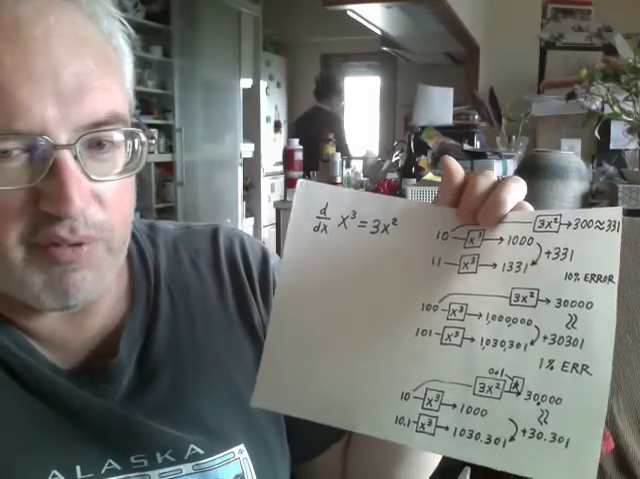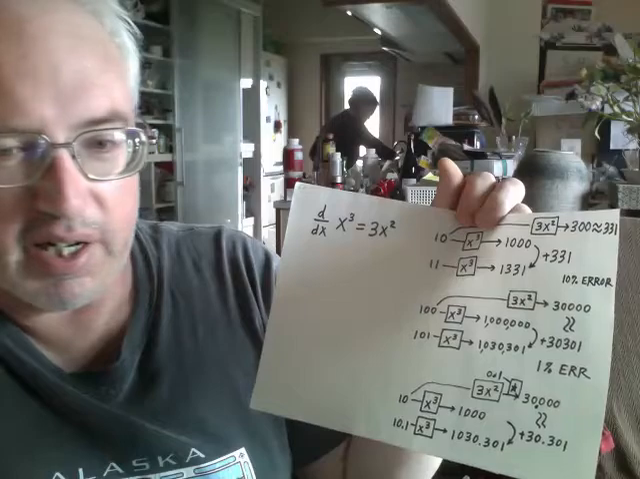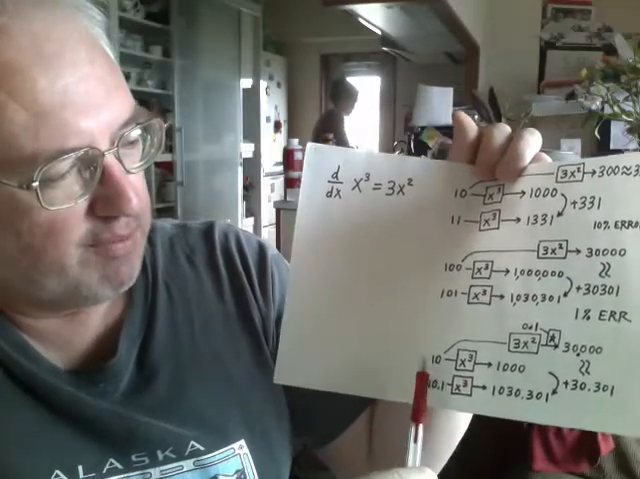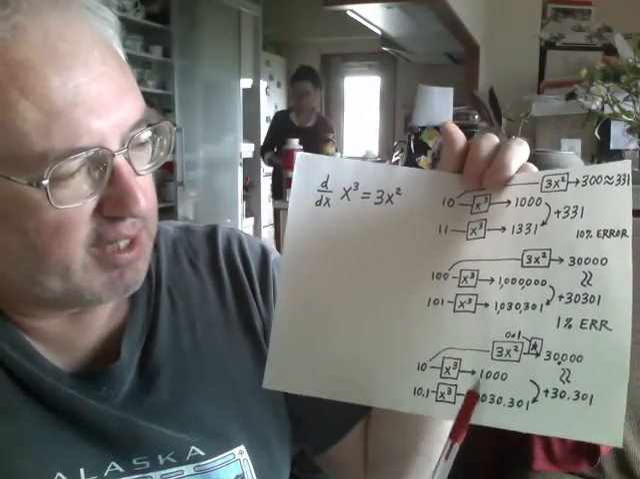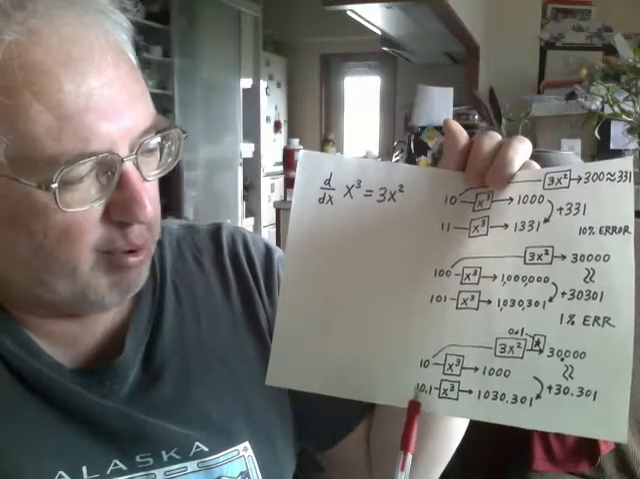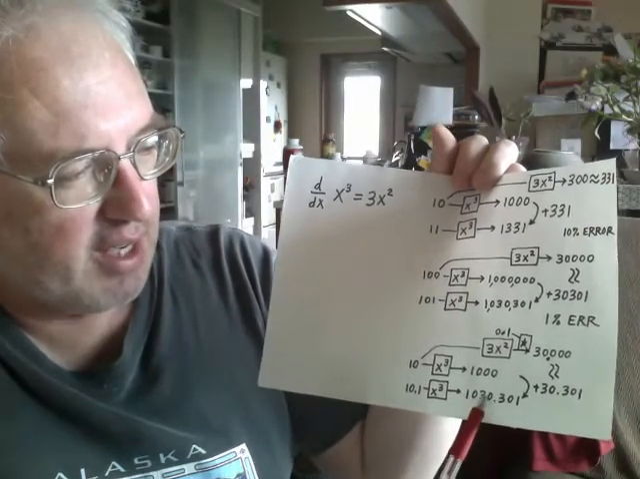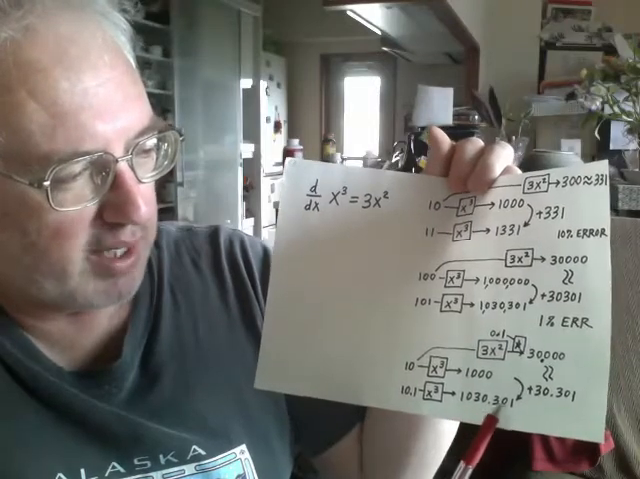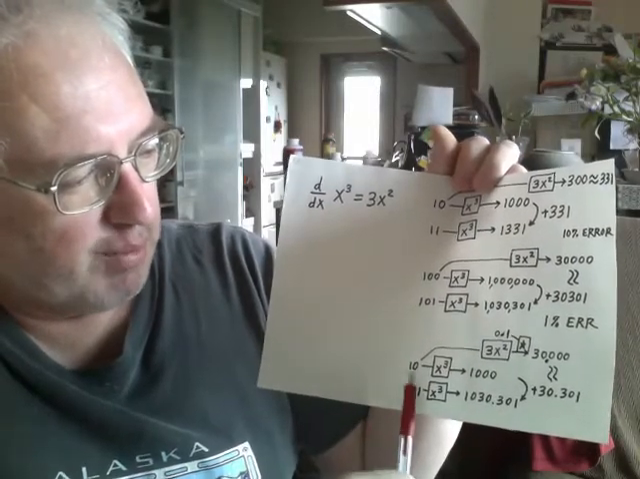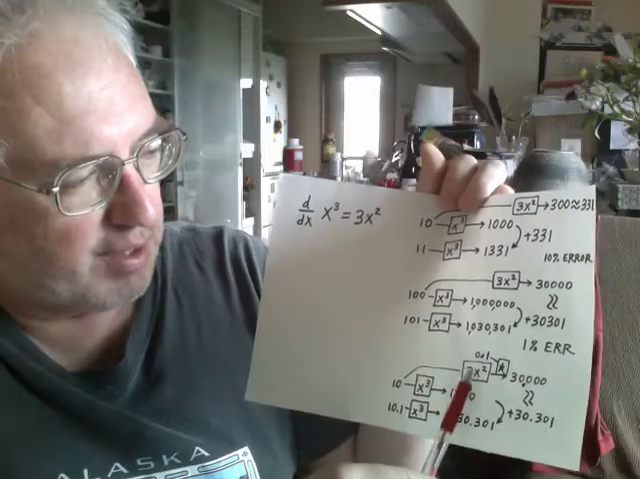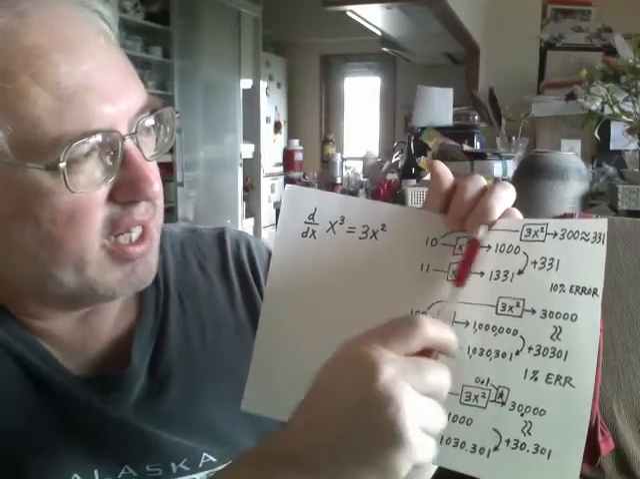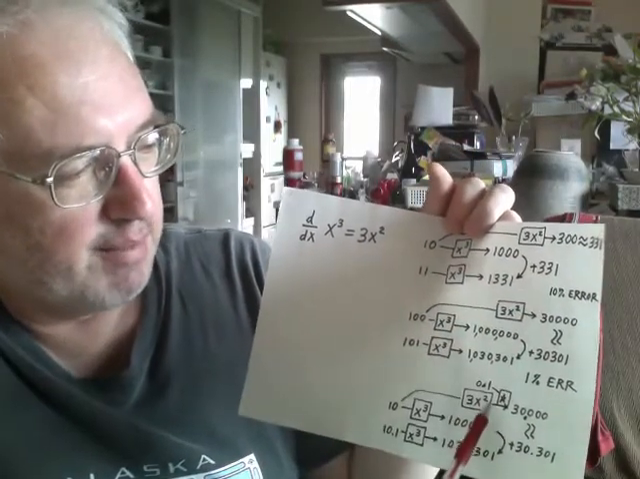And as before, if we make a smaller change, we're going to get a better answer. We start with 10, cubing it gives 1,000. 10.1 cubed gives 1,030.301. When we take 10, feed it into the derivative, as we did up here, we get 300.